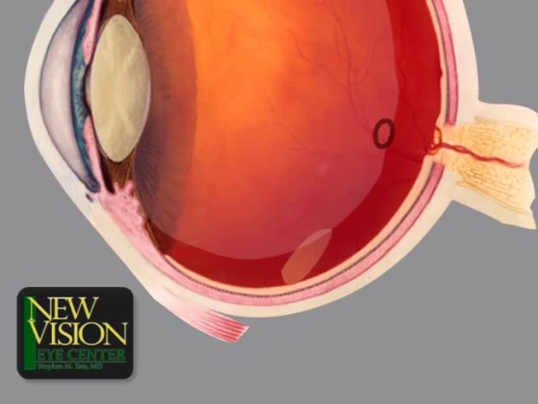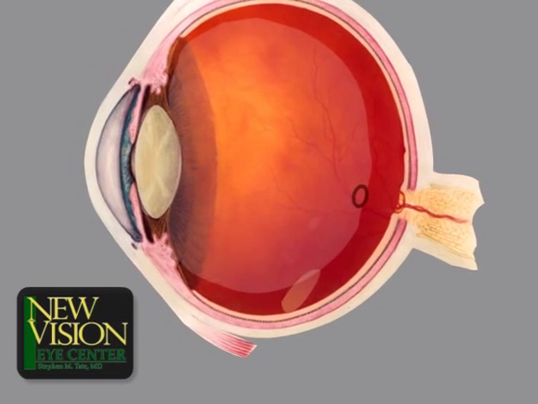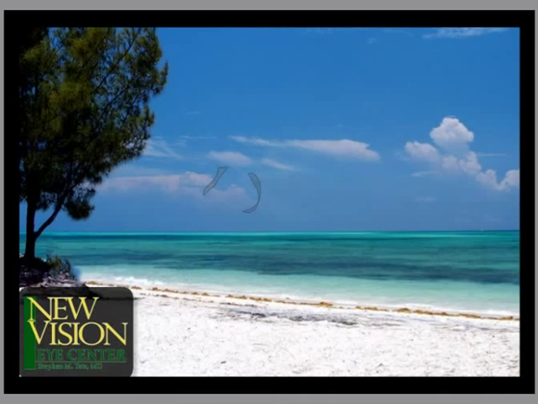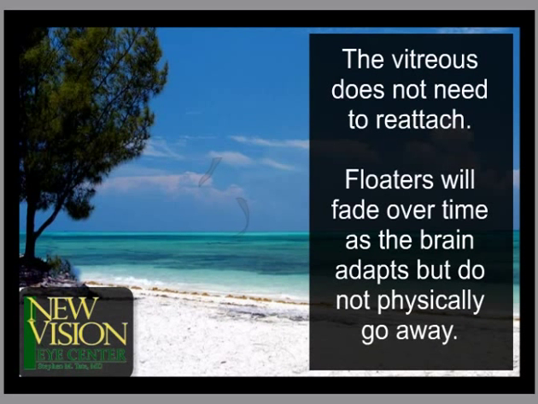These tears can lead to retinal detachments, which is why it's so important to have an eye exam as soon as possible if you notice floaters or flashing lights. The floaters can often be seen in the vision moving as the eye moves, and there's a few things to remember. One, the vitreous does not need to reattach, and the floaters will fade over time as the brain adjusts.